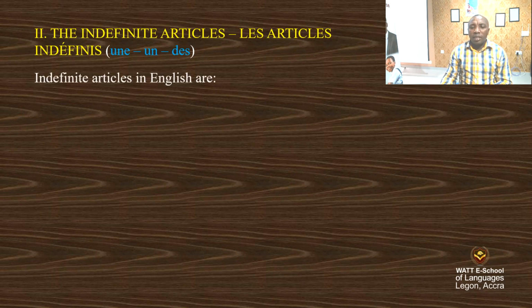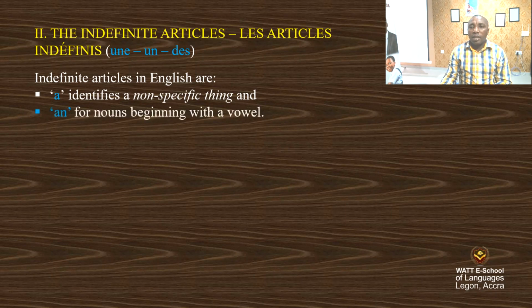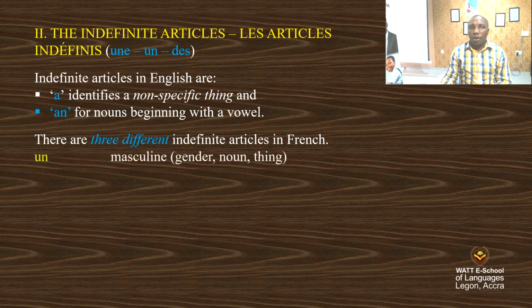Indefinite articles in English are a, which identifies a non-specific thing, and an for nouns beginning with a vowel. Now, there are three indefinite articles in French, which are un for masculine gender nouns and things.